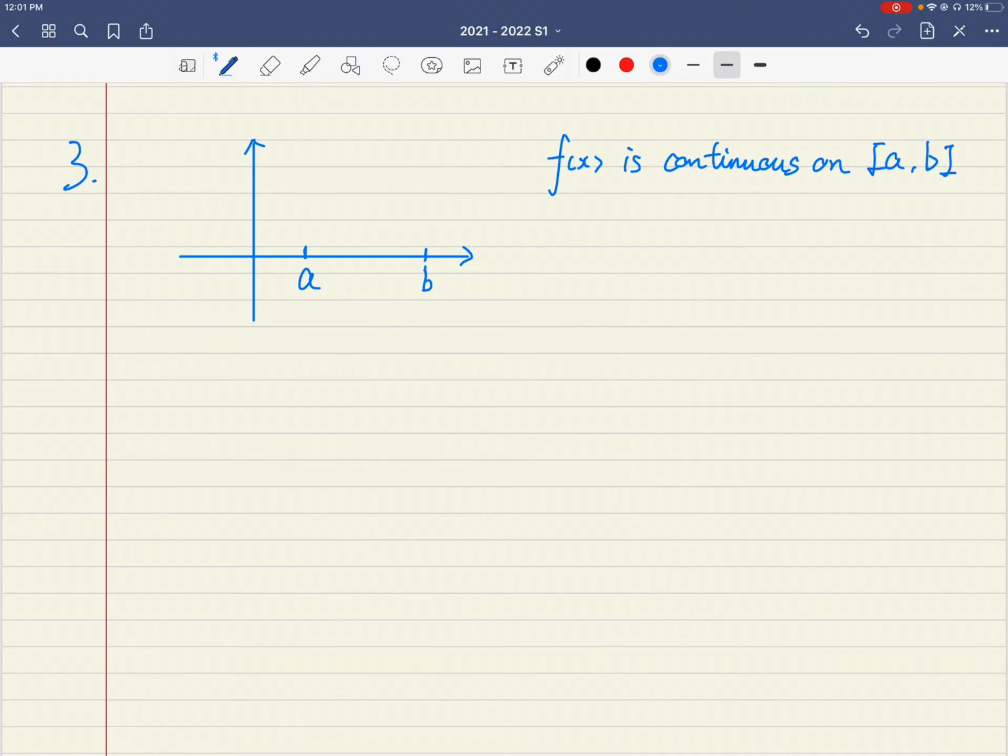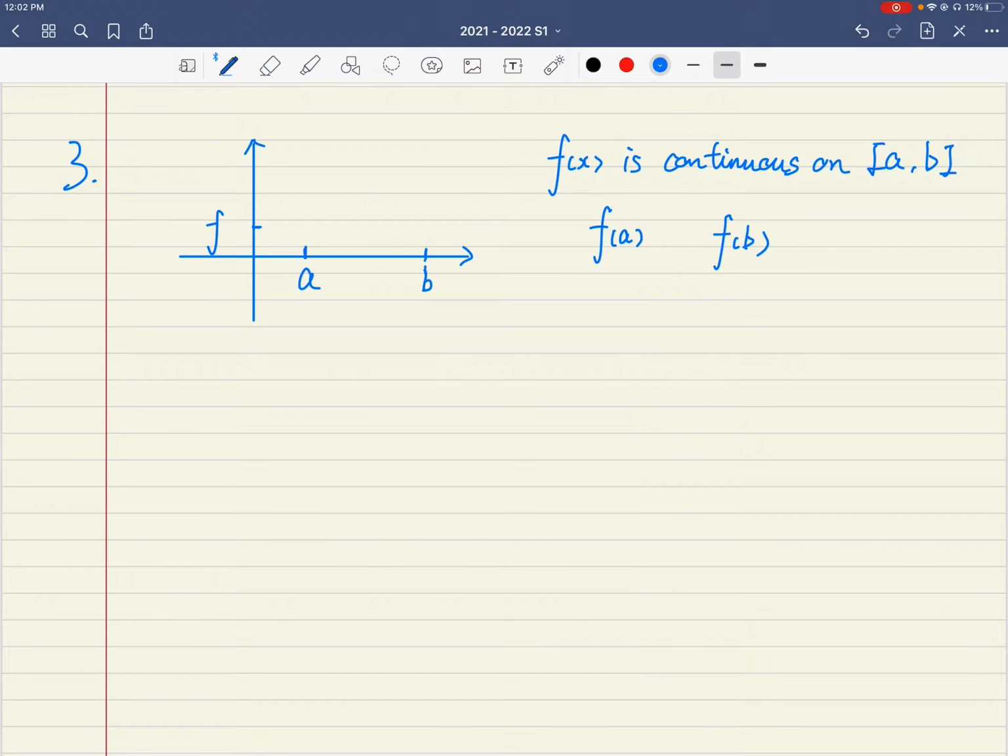Then naturally you can find two values, f(A) and f(B). Let's suppose, without loss of generality, that f(A) is smaller than f(B). Of course, it could be the case that f(A) and f(B) are the same, or f(A) is larger than f(B), but you'll see it doesn't really matter. Let's suppose f(A) is smaller than f(B).